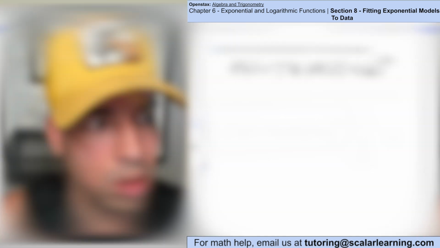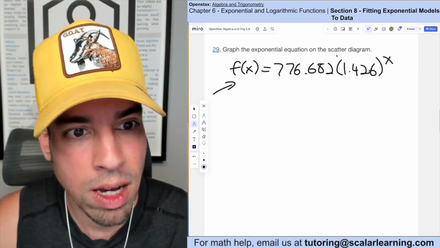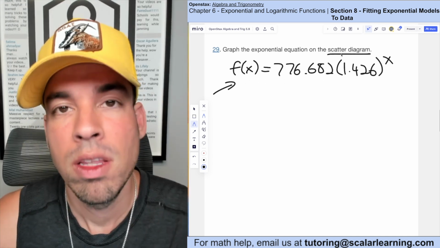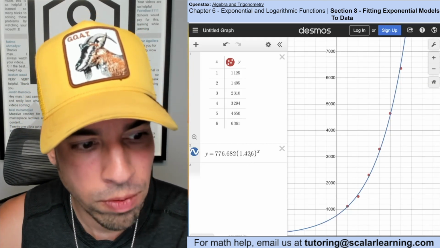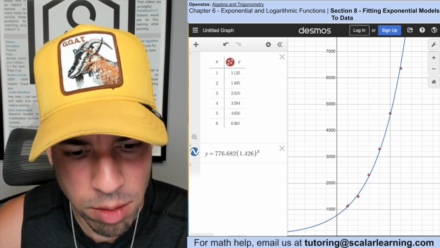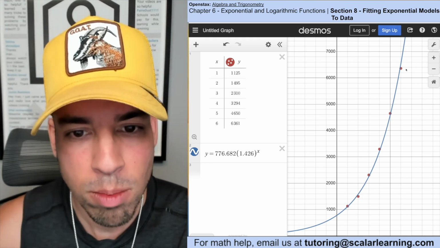Boom, done. So for number 29, it says graph the exponential function here that we got in number 27 on the scatter diagram of the values from the table. So we're going to plot that now in Desmos. So here's the exponential function in blue that models these data points. And if you look, it looks really good. It looks like a really good approximation. It's really hitting most of those points.